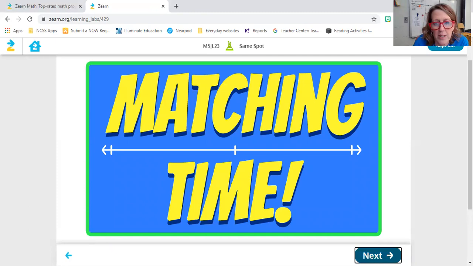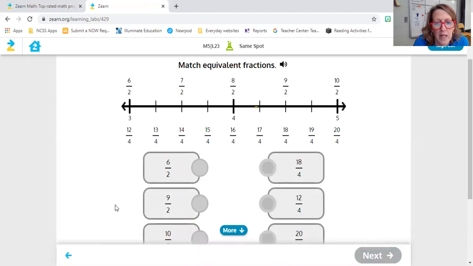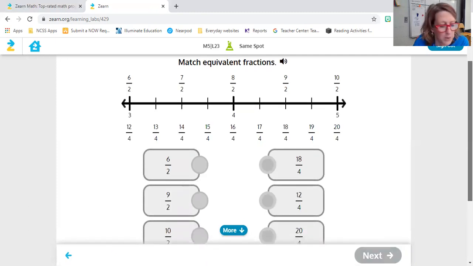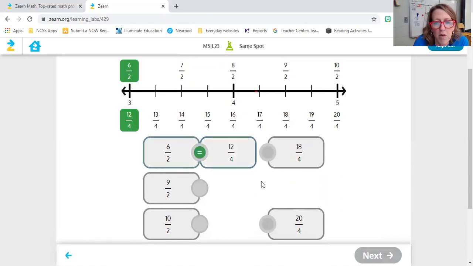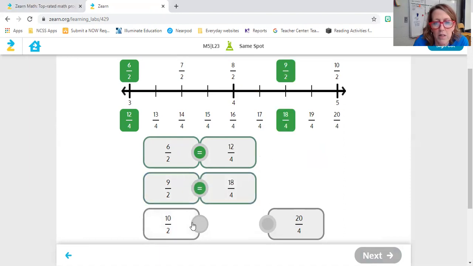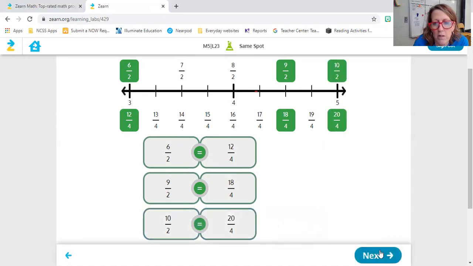Okay, let's match it. Let's look at this number line here. 6 halves is the same thing as, good, 12 fourths. 9 halves is the same thing as, if you look under here, 18 fourths. 10 halves is the same as 20 fourths. Good job.